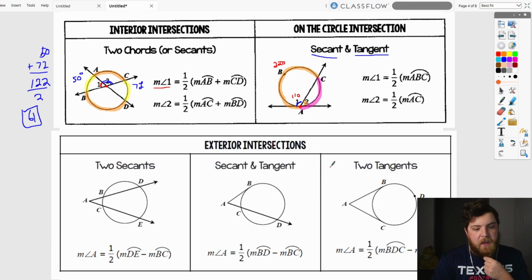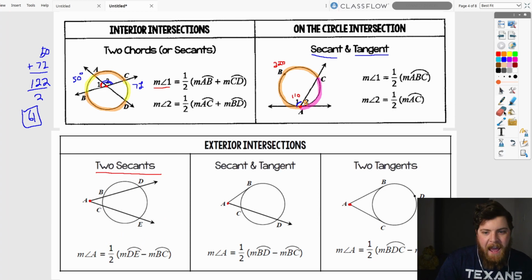And then these are your situations if they cross on the exterior, right? These all meet outside of the circle, okay? And the concept remains the same for all of these. They're just a little bit different. If you have two secants, so they cut through the circle, you're just going to take half of the two inscribed arcs, the arcs that are in between the angles. But you take the bigger arc and you subtract the smaller arc, and then you take half of it. Okay, and that's really the case for each of these.